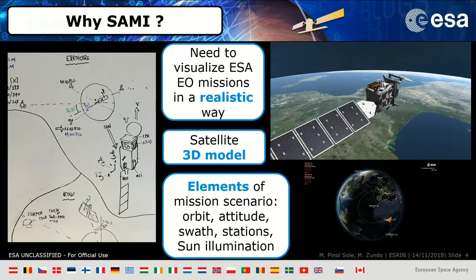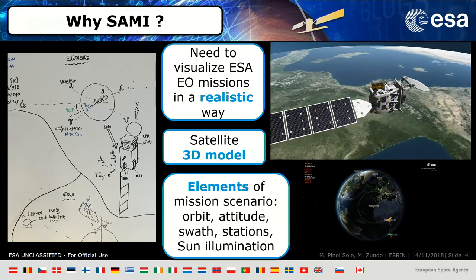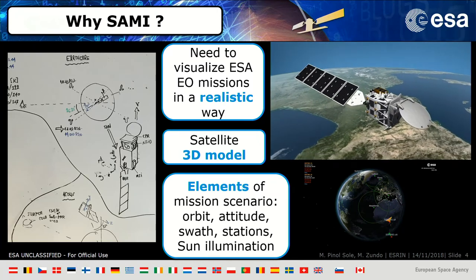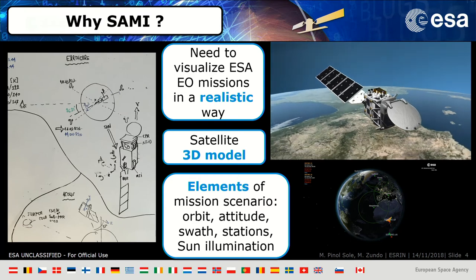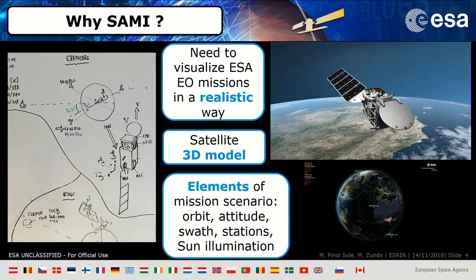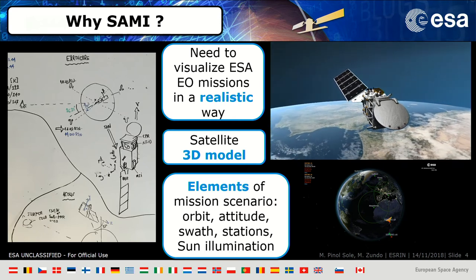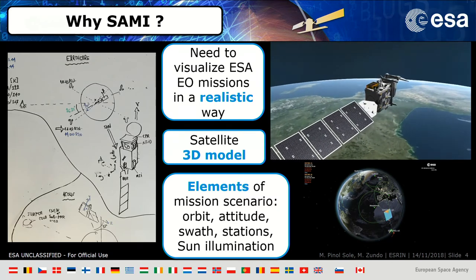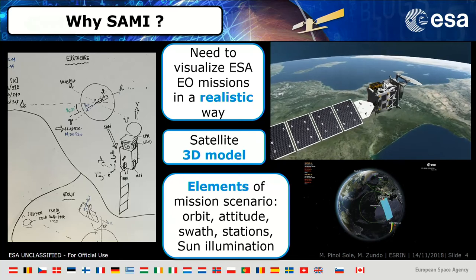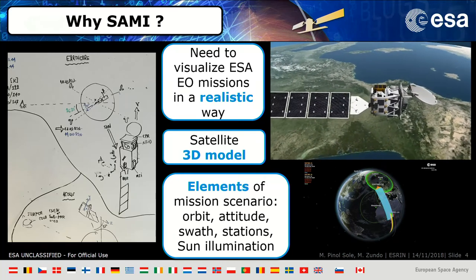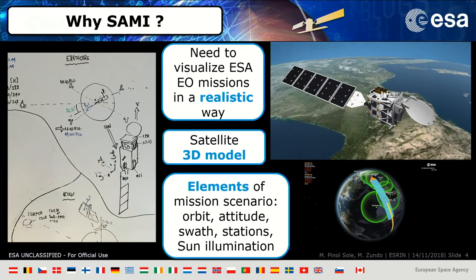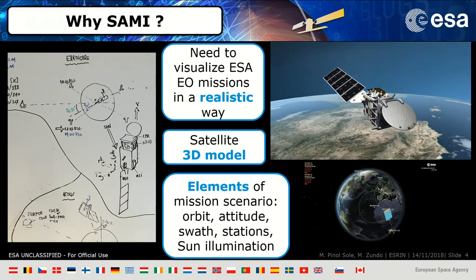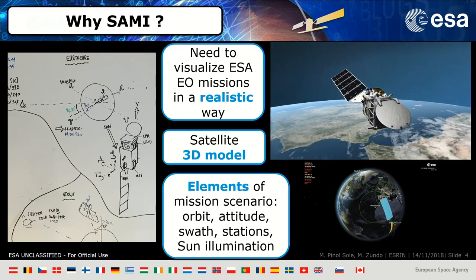Why SAMI? As you can see, there is a need to visualize how a satellite looks like, and how the environment affects this satellite. So you can see the classical approach on the left, and the success depends a lot on your, let's say, drawing skills. So here it's quite successful, I think. But if you are not that artistic, then SAMI is a good thing, because it allows to see the satellite model in a very realistic way, as you can observe in the video.